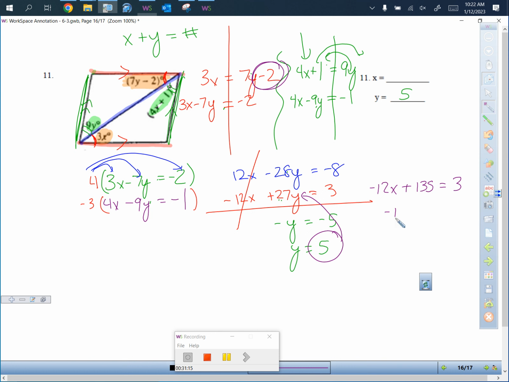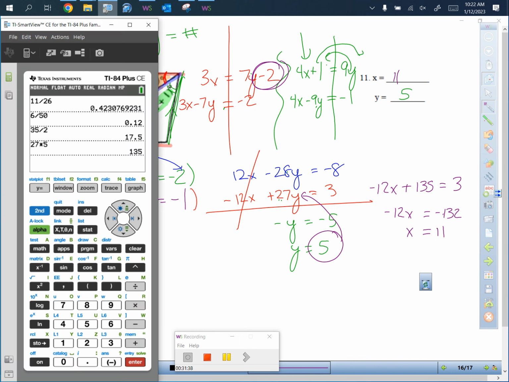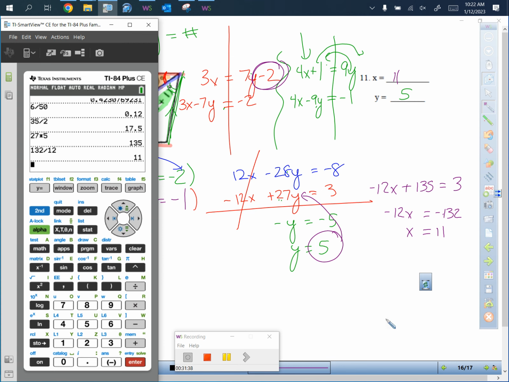So negative 12x equals negative 132, right? And then if you would please help me so I don't have to bring my calculator back out. That's going to turn out to be positive, right, because it's a negative divided by a negative. What you got? Is that okay? 11? It's a negative divided by a negative. Yes? No? Double check. 132 divided by 12. Yeah, 11.